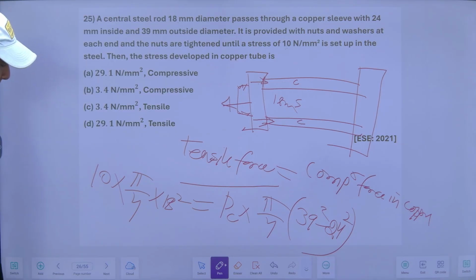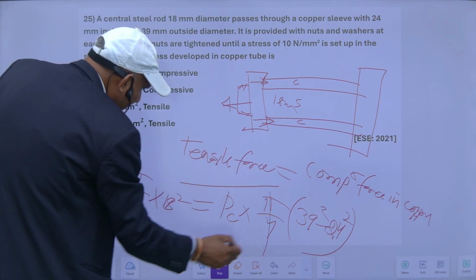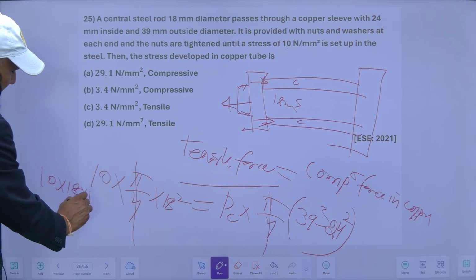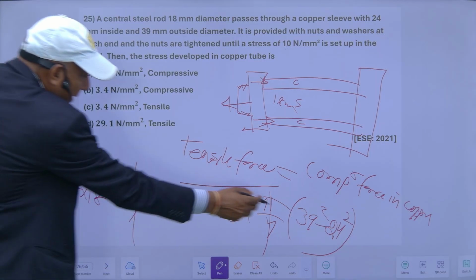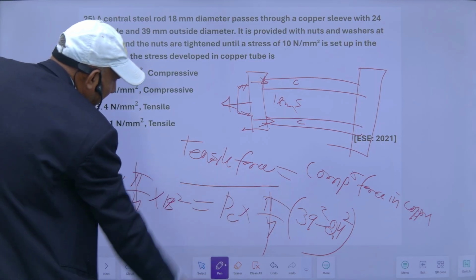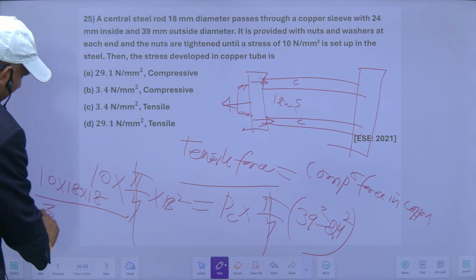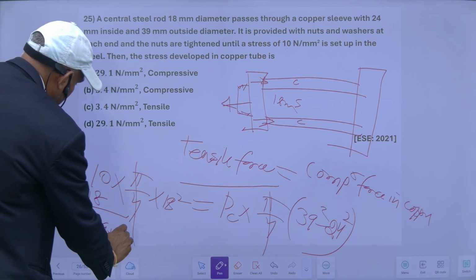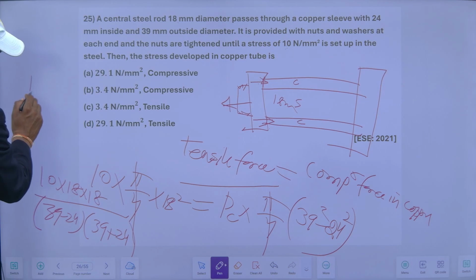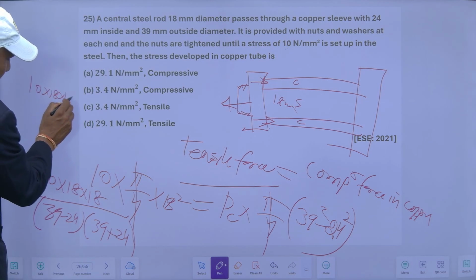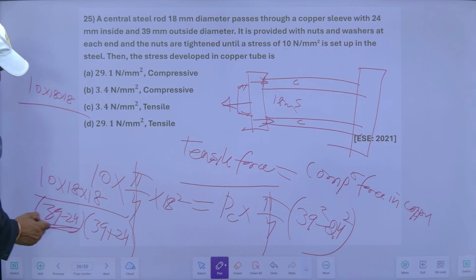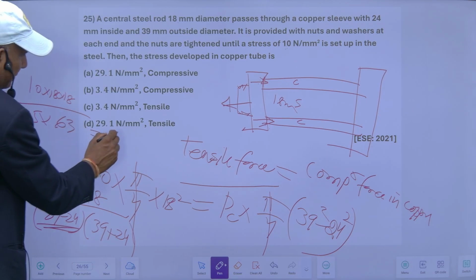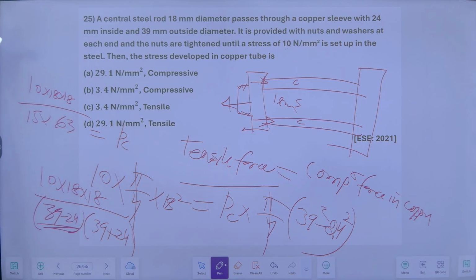So pi by 4 and pi by 4 will cancel each other. So this will be 10 into 18 into 18 divided by this one. 39 square minus 24 square means 39 minus 24, 39 plus 24. So this will be 10 into 18 into 18 divided by this will become 15, and this will be 63. This will give the stress in the copper.